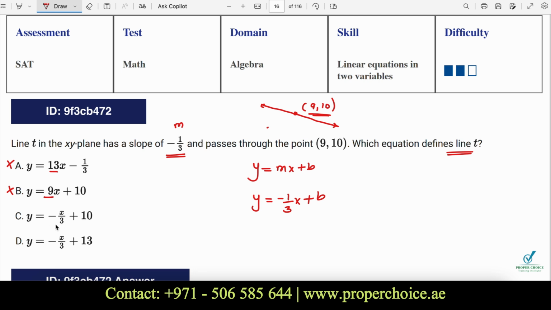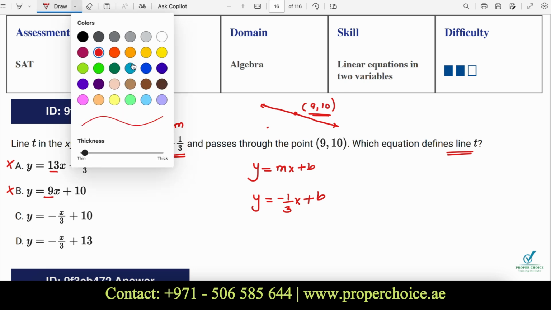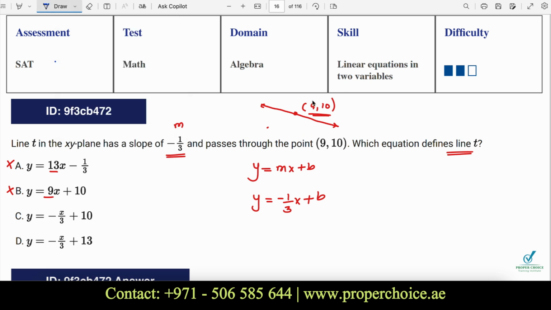Here they are saying minus x by 3, which is the same as minus 1 by 3x, this is also the same, minus 1 by 3x, but I don't know what the y-intercept is. The answer may be either C or D. To find the y-intercept, take the help of the coordinate points and substitute in the equation. This is the value of x, this is the value of y. So put them in this equation and you will get the b value.